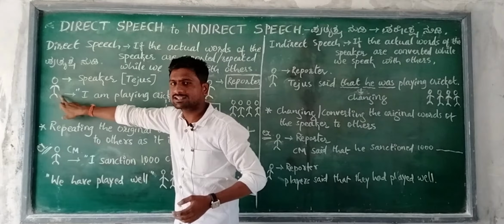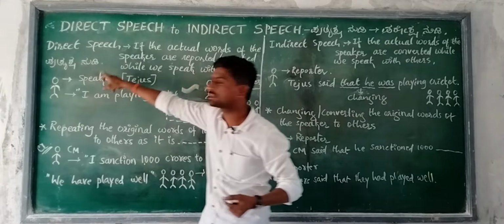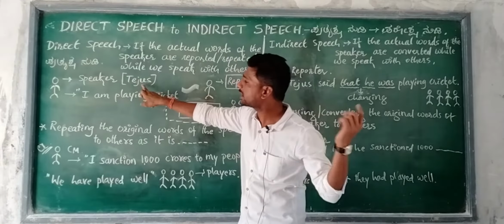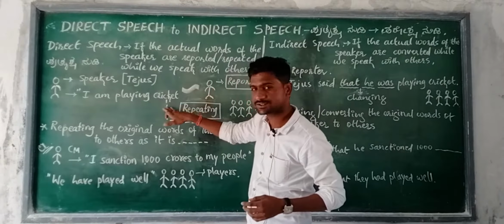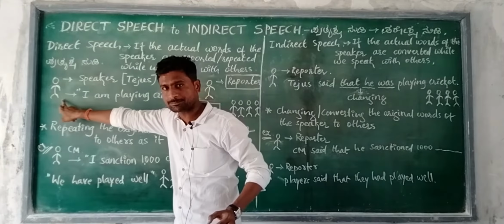Look at the example here. This small diagram is referred to as the speaker, and this speaker's name is Tejas. Okay, see, here are some words which are spoken by this speaker.